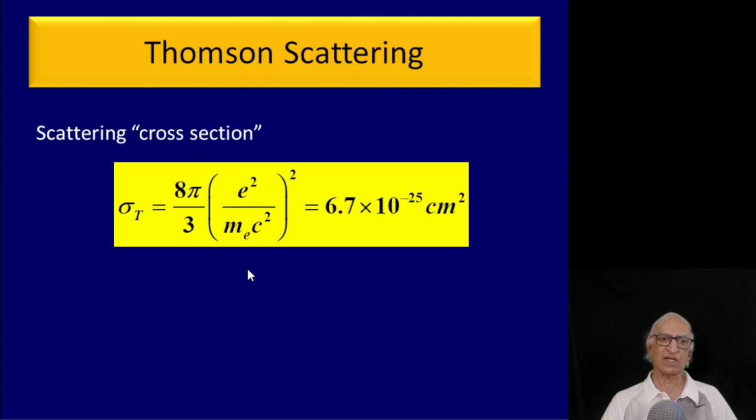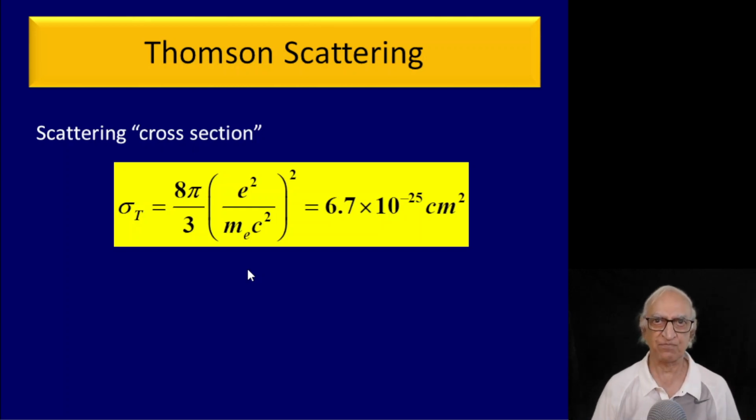What is e squared by mc squared? It is the dimension of length, and that length is known as the classical electron radius. What is the significance of this classical electron radius?